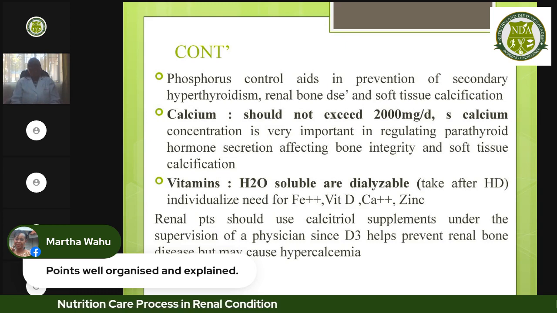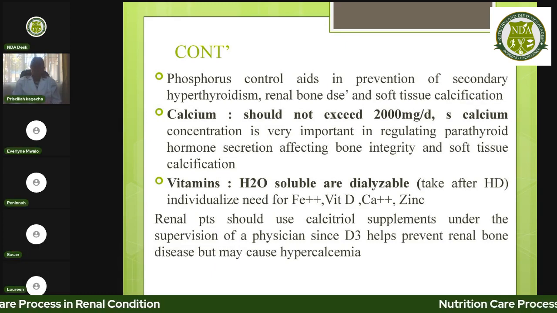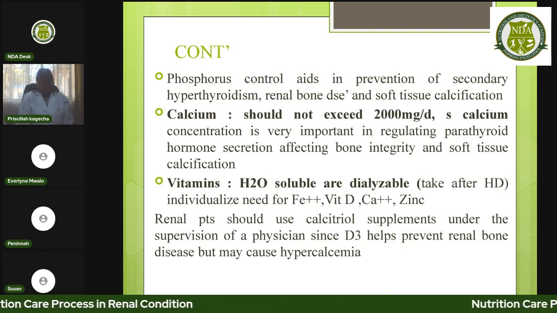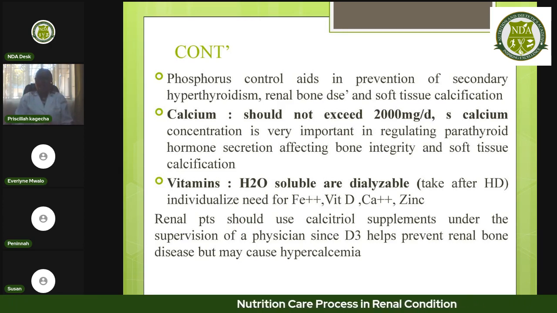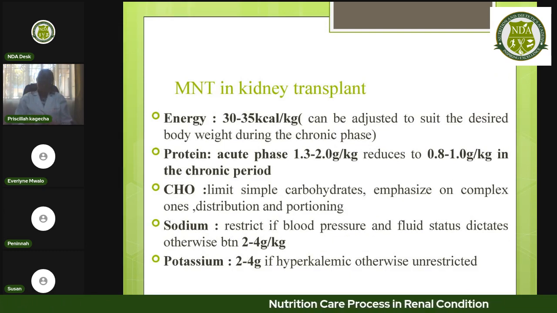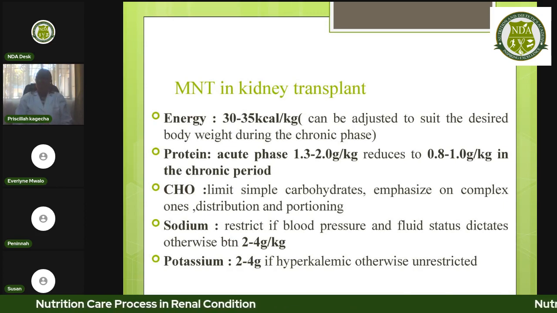For carbohydrates, it is advisable that we advise our patients to limit their intake of simple carbohydrates and emphasize complex ones. They should also check their portioning and distribution. For sodium, you want to restrict if the patient has hypertension and if the fluid status dictates otherwise. So for sodium, you want to give about 2 to 4 grams per day.